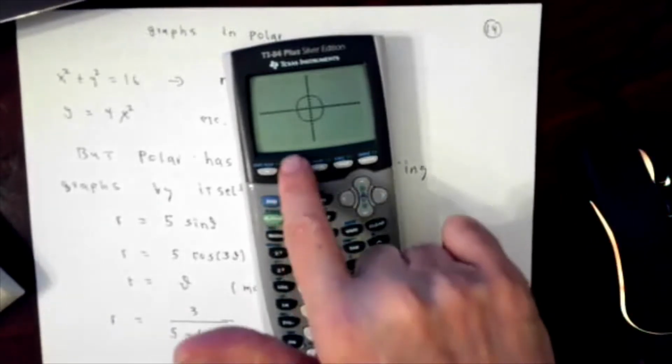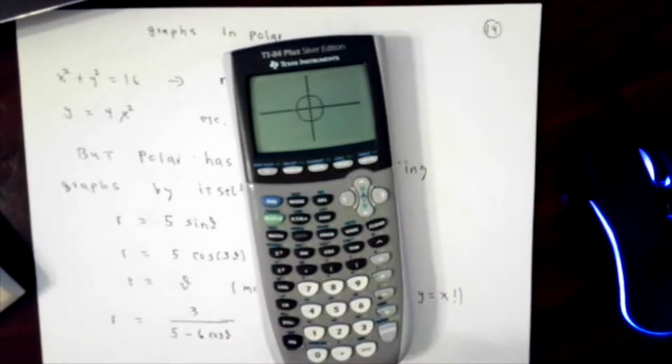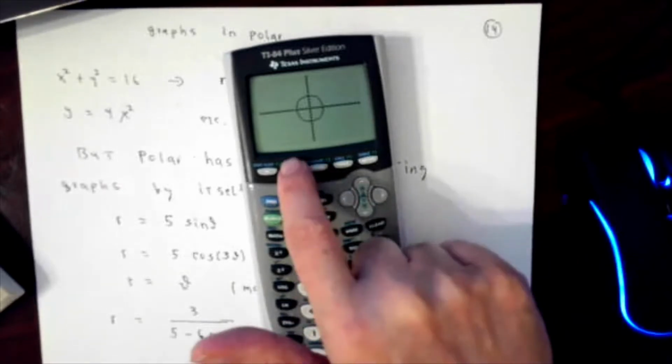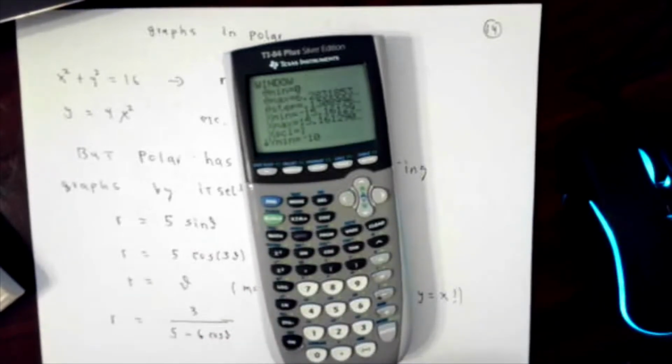Oh, and about your window settings, in Cartesian, the things that were really important to us were x-min and x-max, y-min and y-max. In parametric, we had those along with t-min and t-max, also t-step. In polar, you've got a theta-min, a theta-max, and theta-step, which is how much it's going to increase theta between points that it's going to plot.